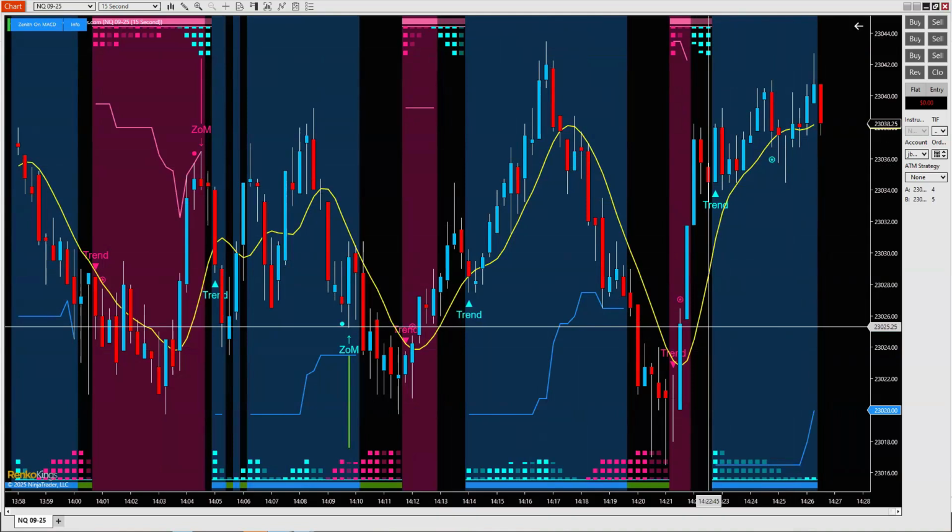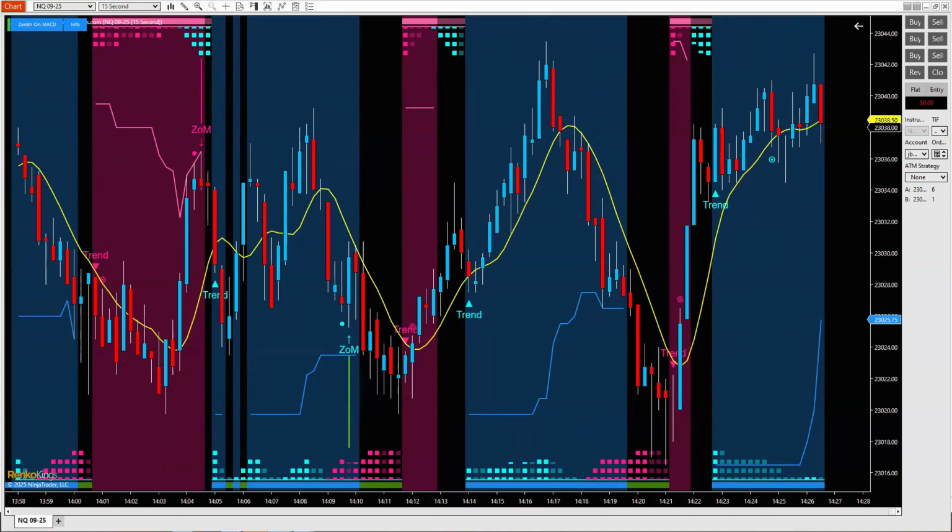So while we wait, now I'm going to take a look at some questions. Let's see what we have. Captain Optimus: how do you program it to only take the first trend change?